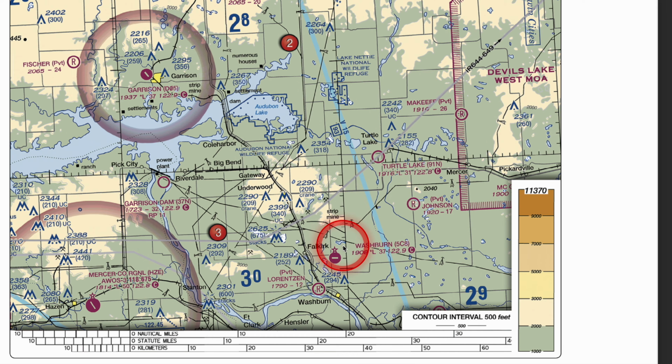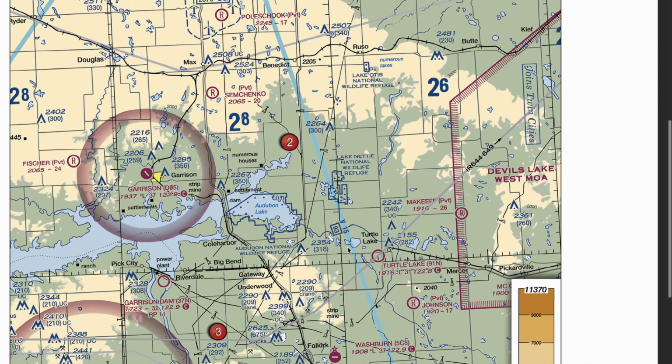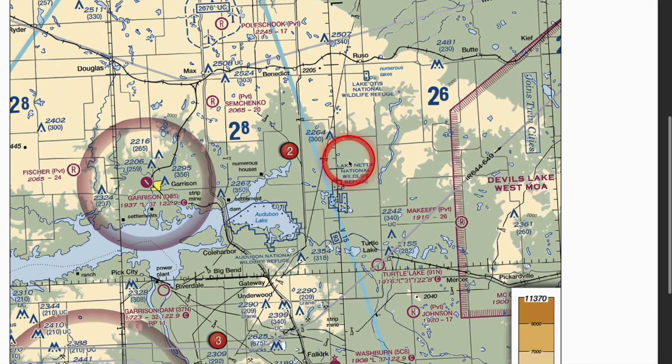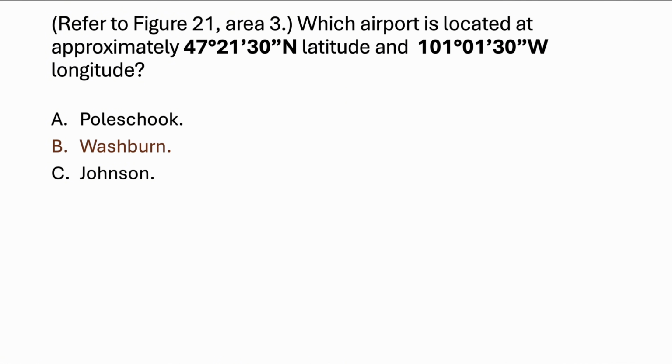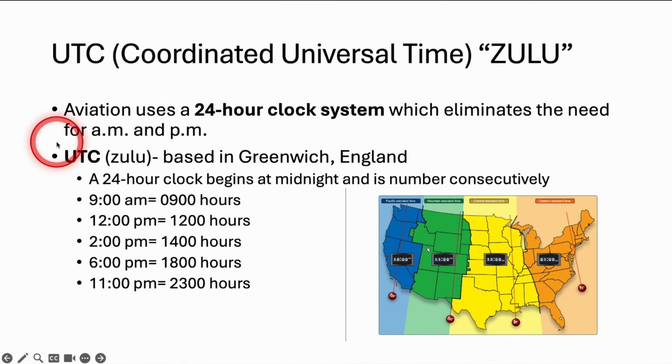So here's 47.21. Again, you can't really see seconds. It gives you 21 minutes, 30 seconds. It's impossible to look at that much detail at this. Then the next step is 101 degrees and 1 minute. So here's 101 degrees and 1 minute over. There's one tick mark, and we'll be at Washburn. There you go, Washburn.